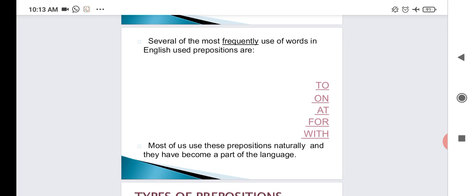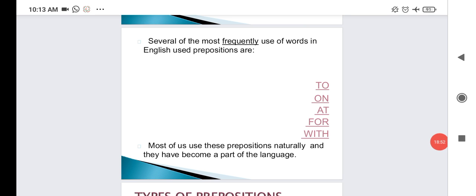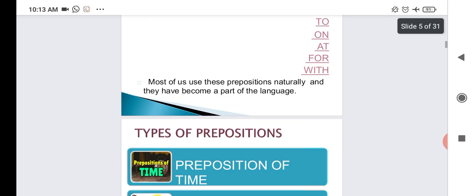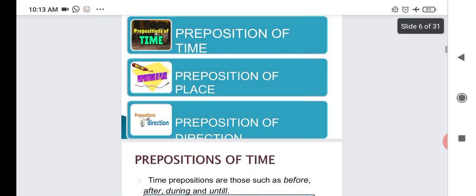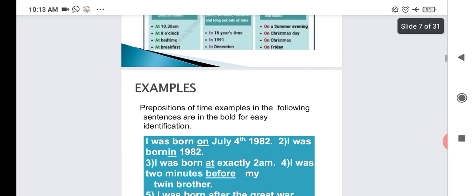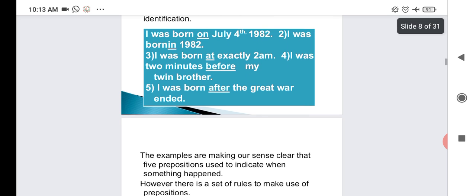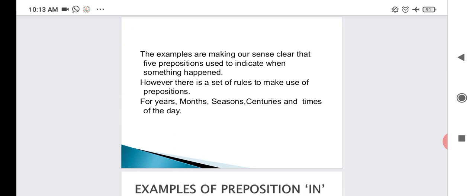Frequently used prepositions are like to, on, at, for, with. We use these the maximum, right? And these are the types. This you have to study properly. This you are supposed to draw in your classwork, in which you mention at, in and on. Then after, different examples will give you clarification about the difference between on, in and at. Through them you will be able to identify them. This will make your senses very clear.